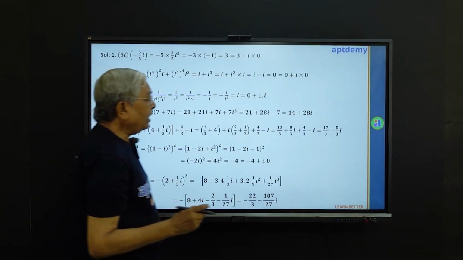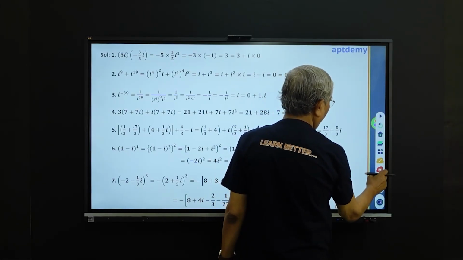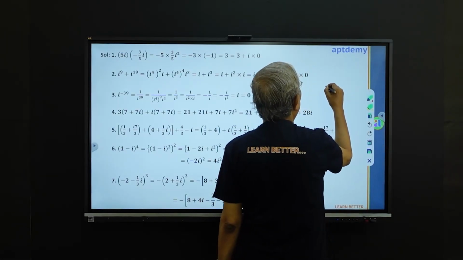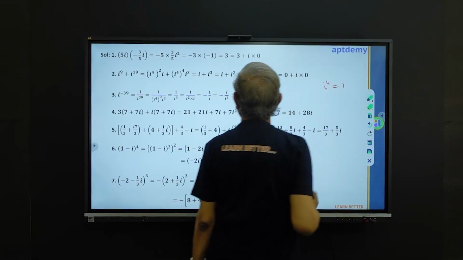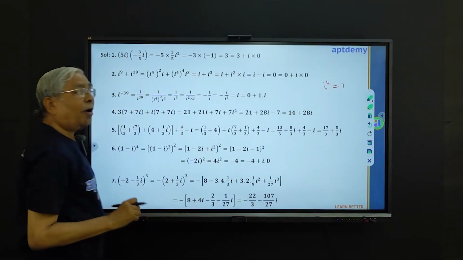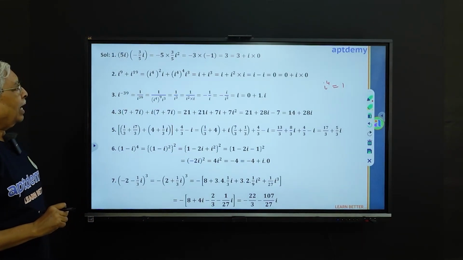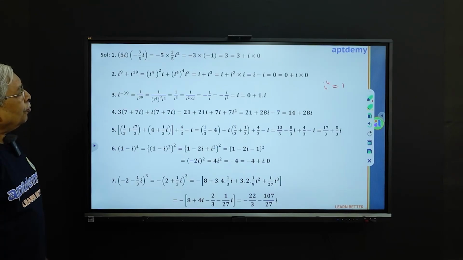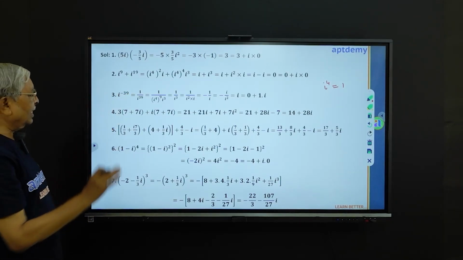Because you know that I to the power 4 equals 1. So always take as part of I to the power 4. So (I to the power 4) whole square into I plus (I to the power 4) whole to the power 4 into I cube. Now put these values, then you will get the result.